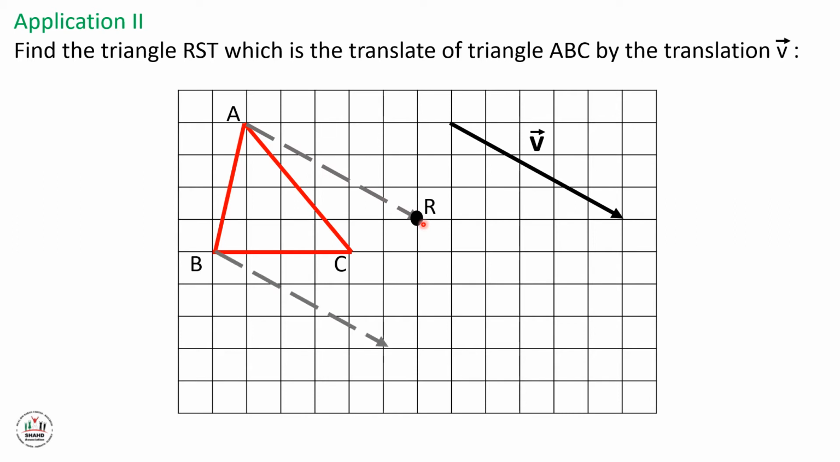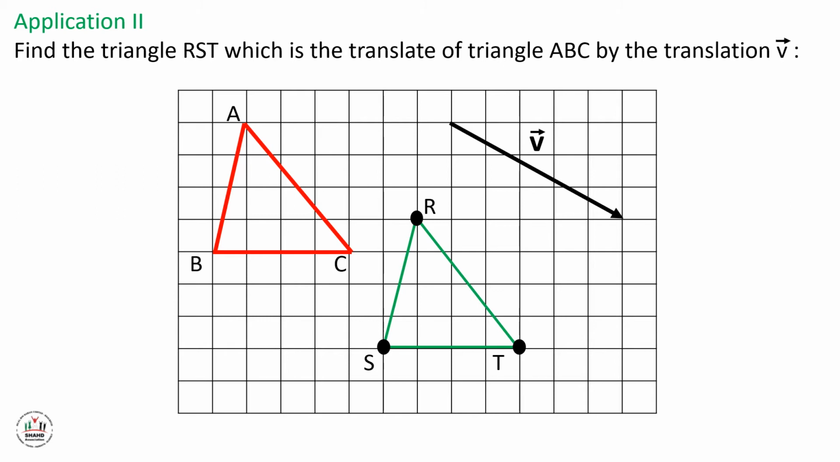We plot the point R here. We do the same for point S, and again for point C we count 1, 2, 3, 4, 5 to the right, 1, 2, 3, 3 squares downward, and we plot the endpoint of vector V. And we plot the point T. And now we got the triangle RST.